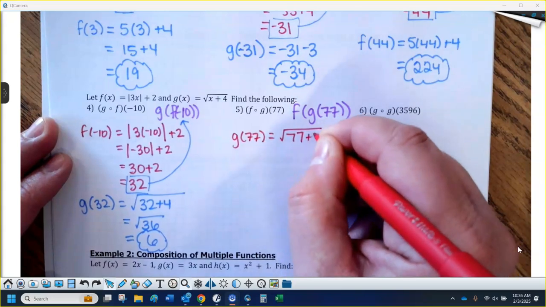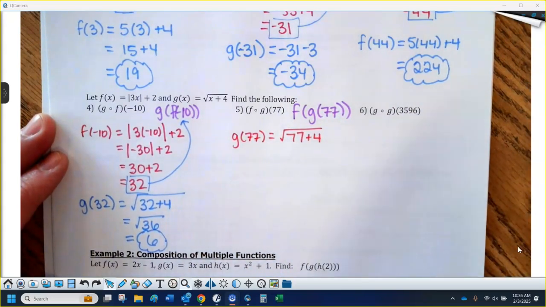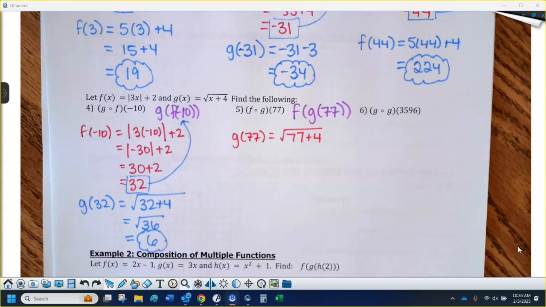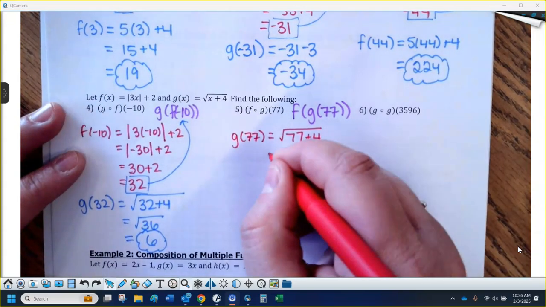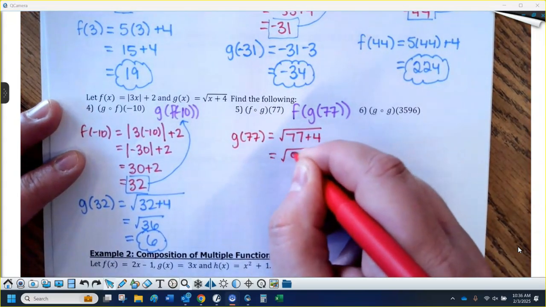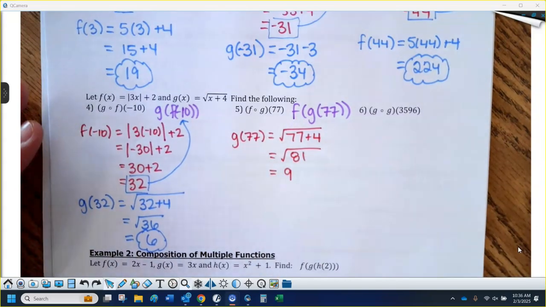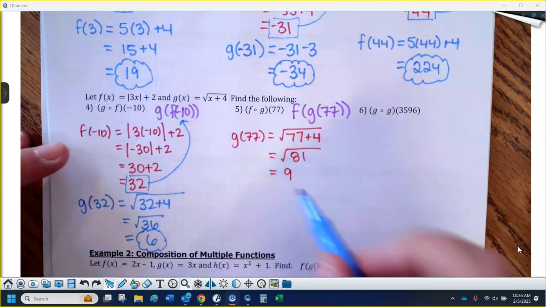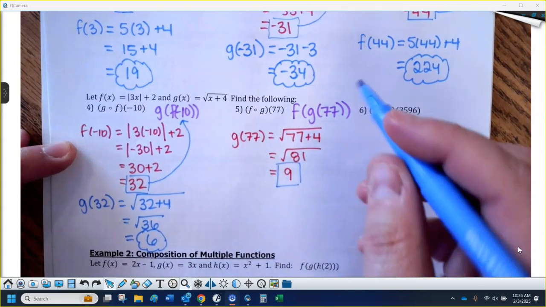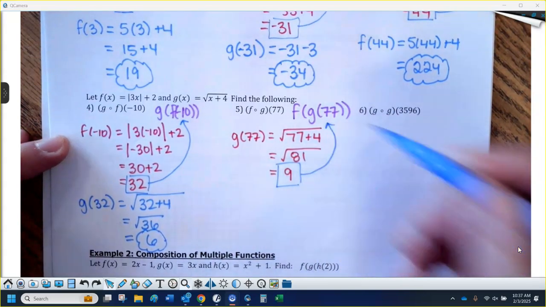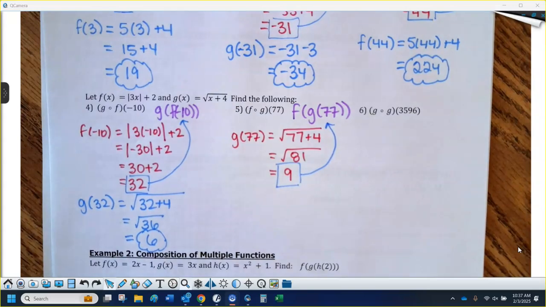So again, the square root acts like a grouping symbol. Don't just see the 4 and be like, oh, the square root of 4 is 2. No, because if you have adding there, you need to add first and then take the square root as your last step. Get that down to one number. That is actually 81, which should be a nice perfect square, so that's 9. And then once I have that, that's what g of 77 is equal to. So you're substituting that in. g of 77 is equal to 9.